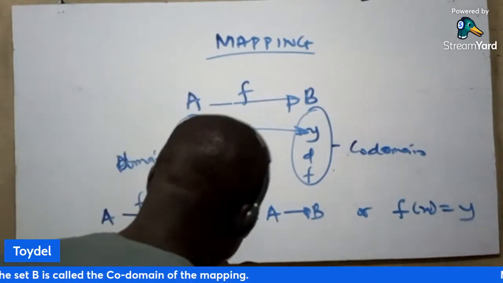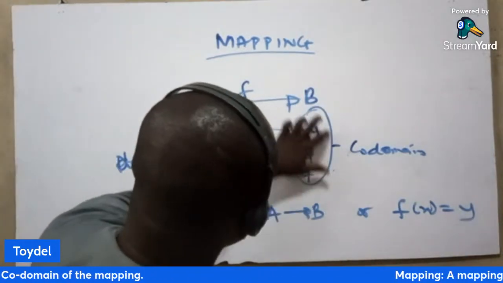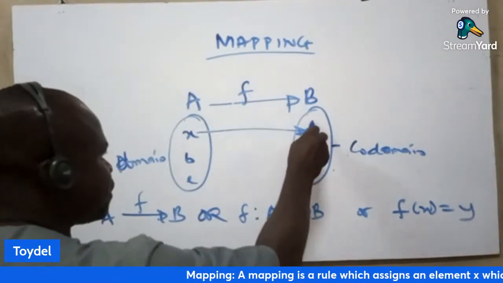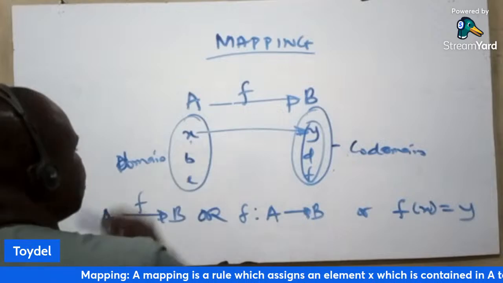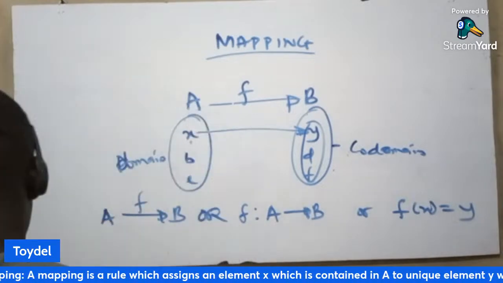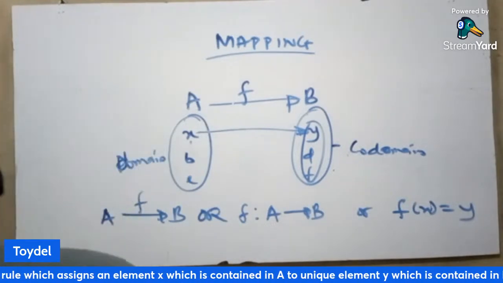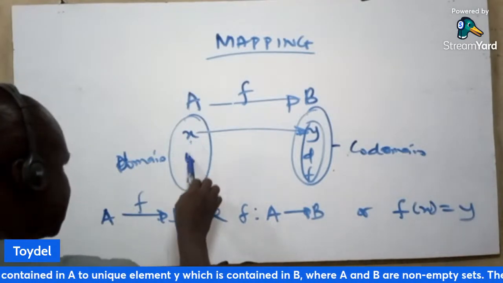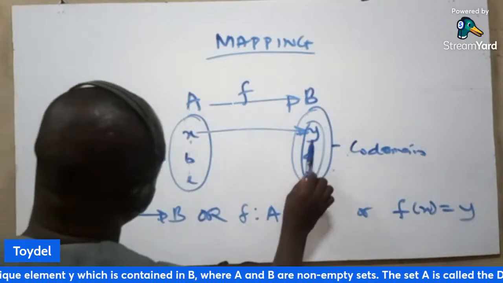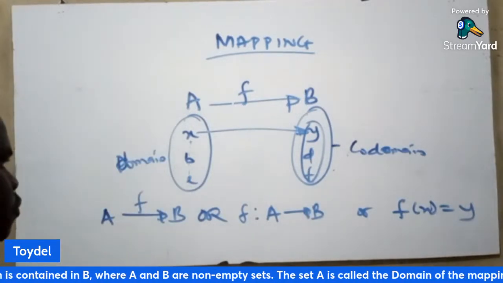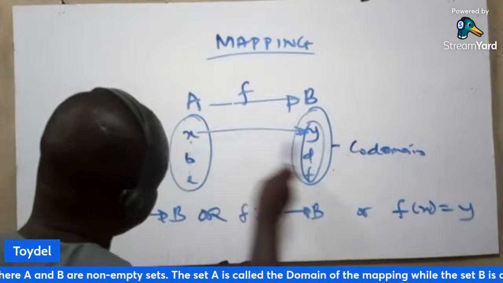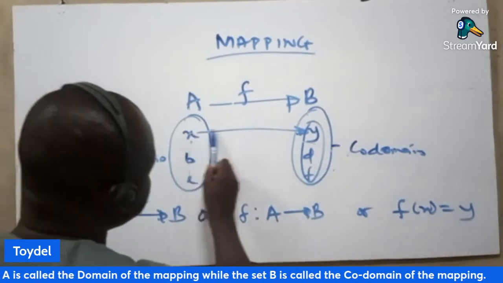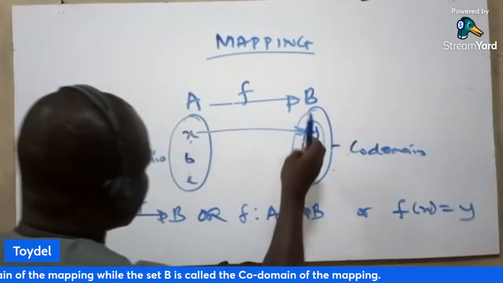Then all these elements Y here are called the image. These are called the image of A. So all these elements that we have in B are called the image of the elements that we have in set A. We should take note of that. Normally under mapping, it is expected that all the elements in the domain must have an image in the codomain. That's the rule. Everything here must be assigned to an element in the codomain.